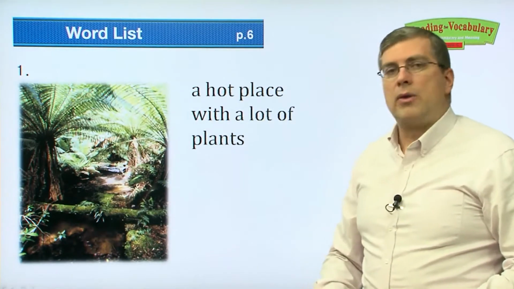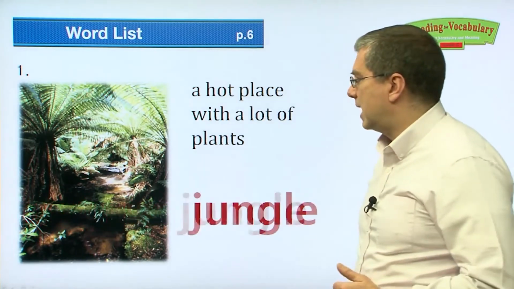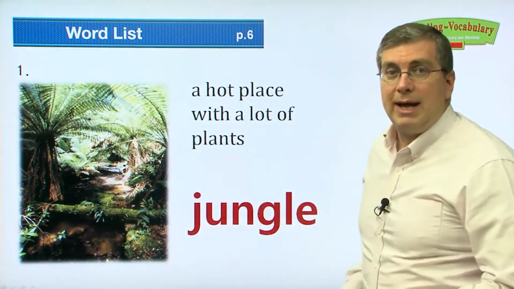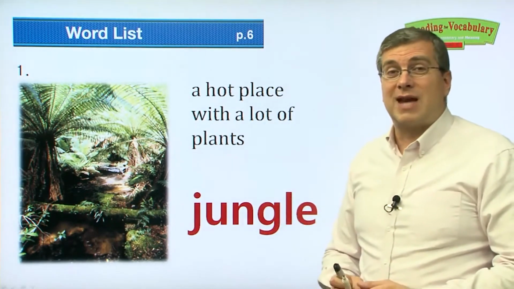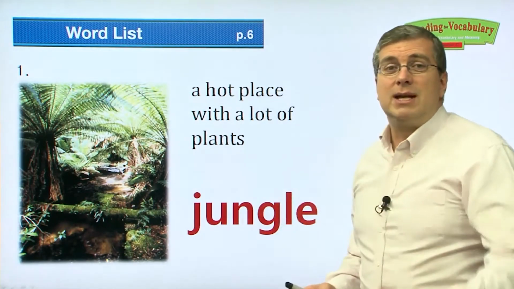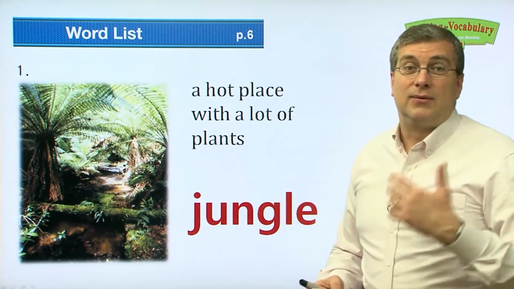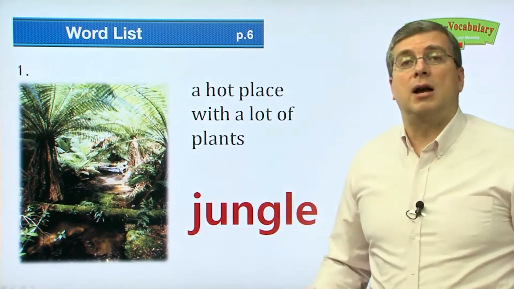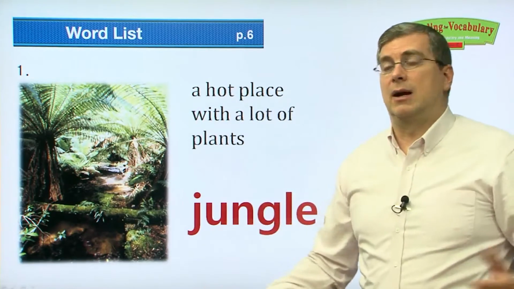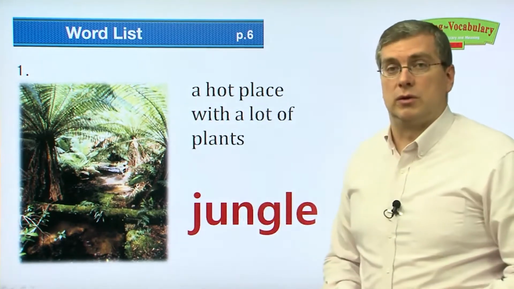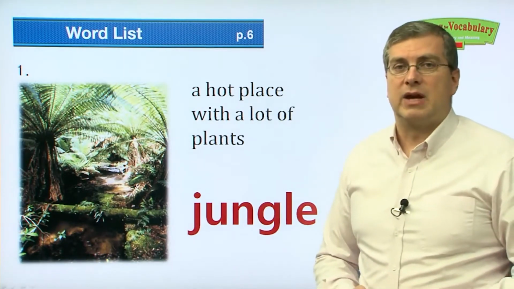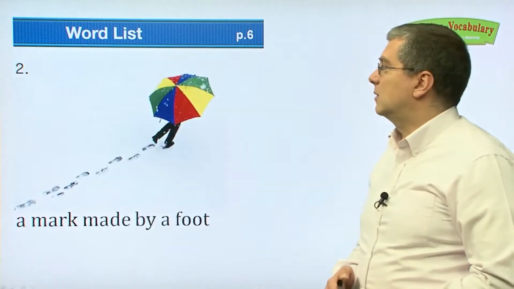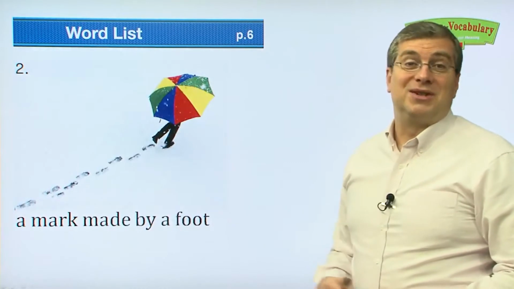What do we call that type of environment? We say it is a jungle. A jungle. And you can think if you go south, or if you go to Southeast Asia, if you go to Vietnam, Thailand, the Philippines, those are very hot places. There are many plants there. They have many jungles in those places. A hot place with a lot of plants. Jungle.